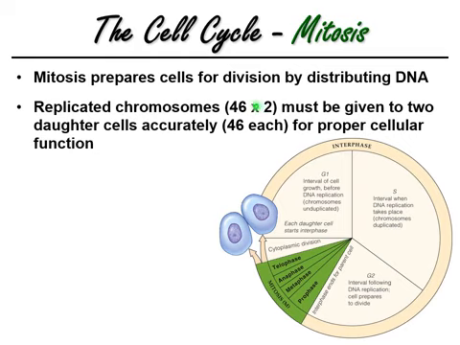So now these replicated chromosomes must be given to two daughter cells accurately. So you're going to take this 46 times 2 and you're going to turn it into 46 and 46. And so that is what needs to happen for proper cellular function.